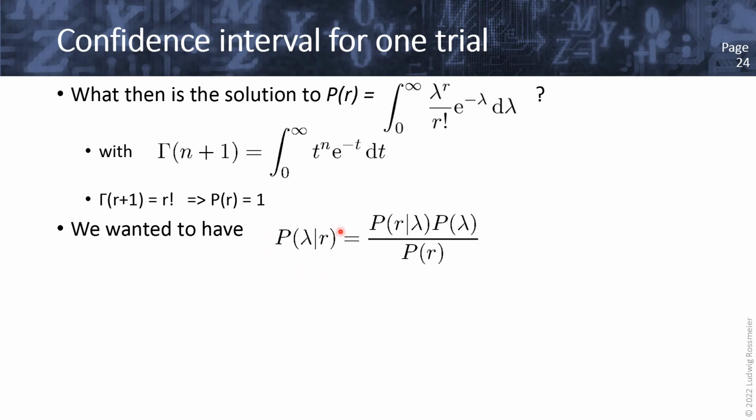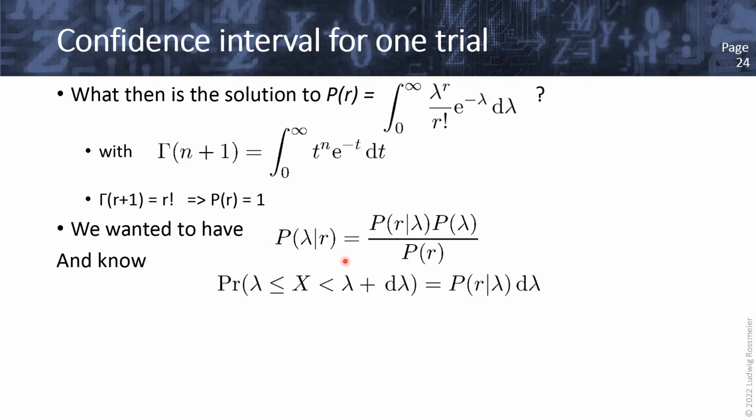Originally we wanted to have P of lambda given r, and we know that if we go for infinite small lambda, we had this equation. We learned now that P of r equals 1, so we can omit it from the equation. And we define the probability density function P of lambda given r, which is now a little bit differently defined than this one, because this is a continuous distribution.